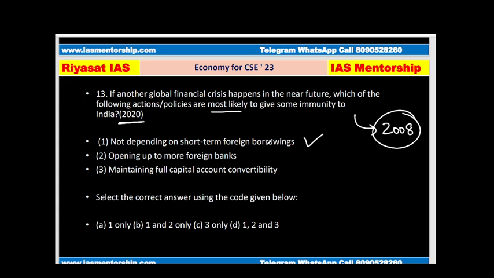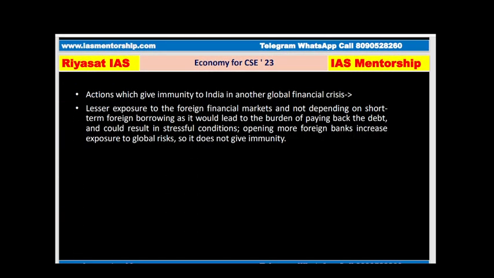Opening up to the more foreign banks, this is very wrong. We should not be opening to more foreign banks, because if global crisis is happening, foreign banks can collapse and eventually our money can get lost. Maintaining full capital account convertibility, no, this is also wrong. This is a negative thing, which we should not be doing. Capital account convertibility. Clear? Okay. So option number A is the correct, not depending on the short term foreign borrowings. Clear? Okay. This I have explained to you. The options are explained here.